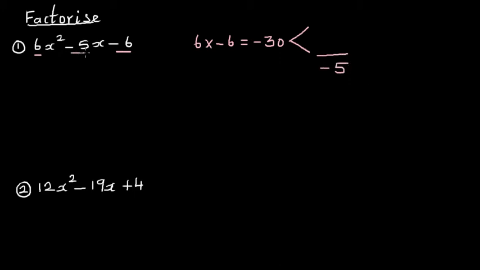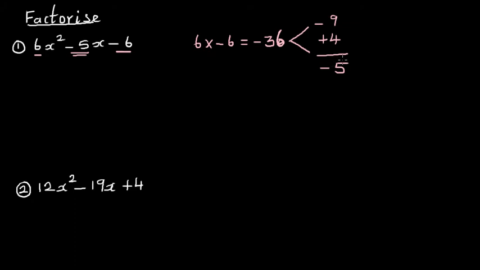So where did I get the minus 5? This is the minus 5. So the first step is to multiply the coefficient of x squared and the constant, and the second step is to find two factors which add to give you minus 5. Well, 15 times 2 is 30, that's not going to help. What else can we do? Okay, sorry, 6 times negative 6 is not minus 30, it is minus 36. So the two factors of minus 36 which add to give you minus 5 are negative 9 and 4. Negative 9 times 4 is negative 36, and negative 9 plus 4 is negative 5.